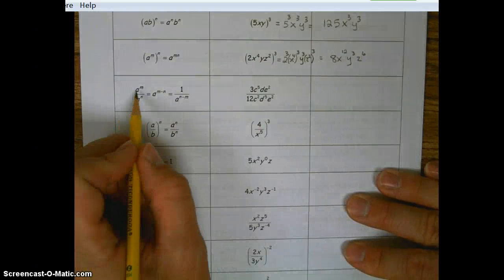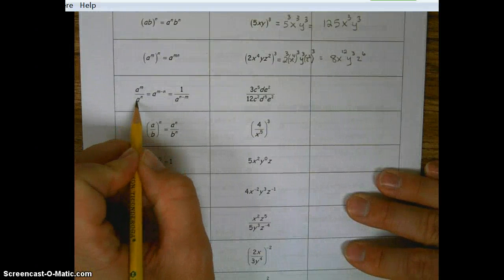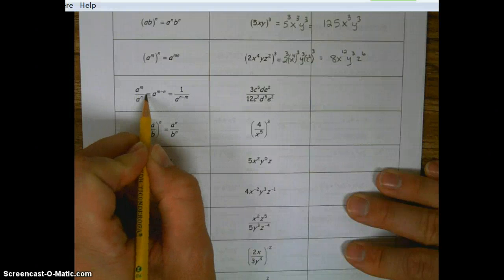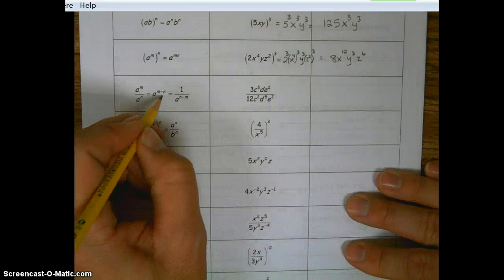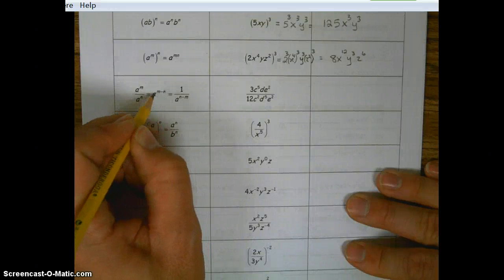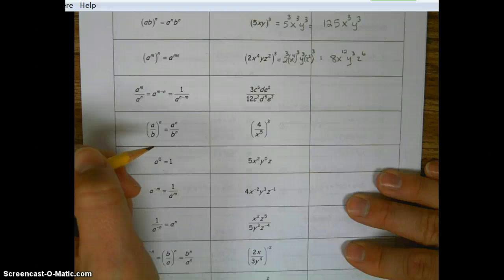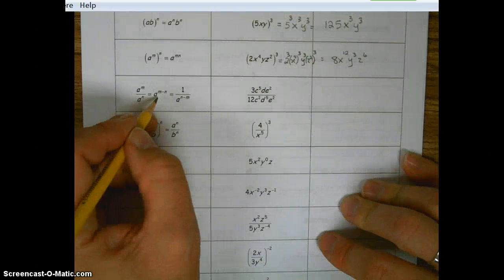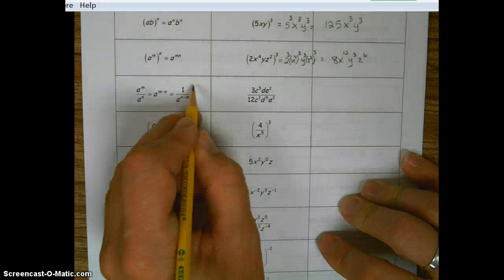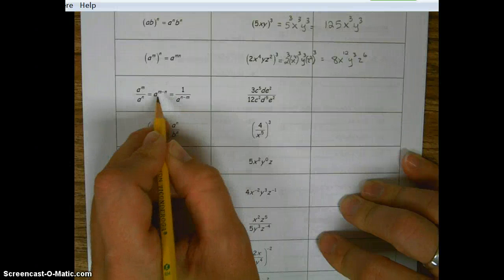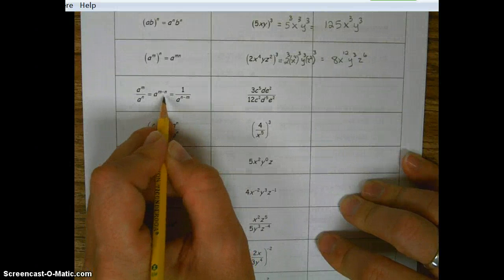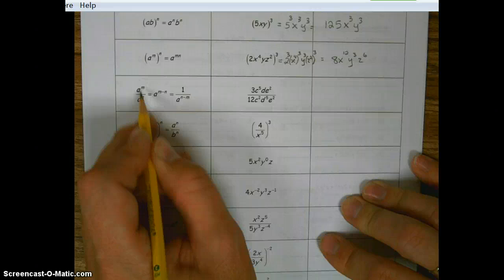Here we have like bases again. This time we're dividing like bases. So the rule is to subtract the exponents. Let's take a look and see what we get here. Now, we'll talk about this in a moment, but let's just focus on the rule. Subtract exponents.